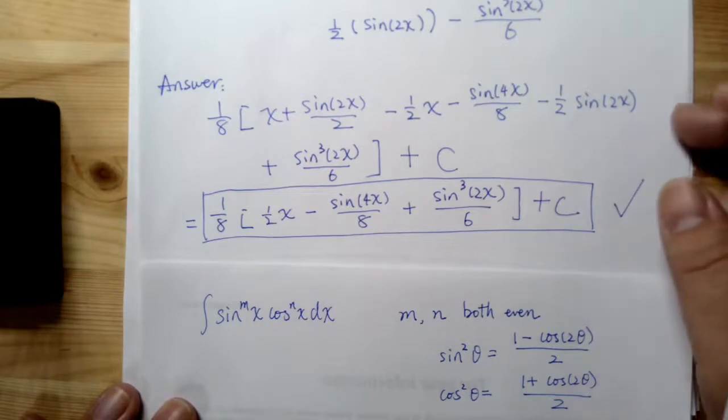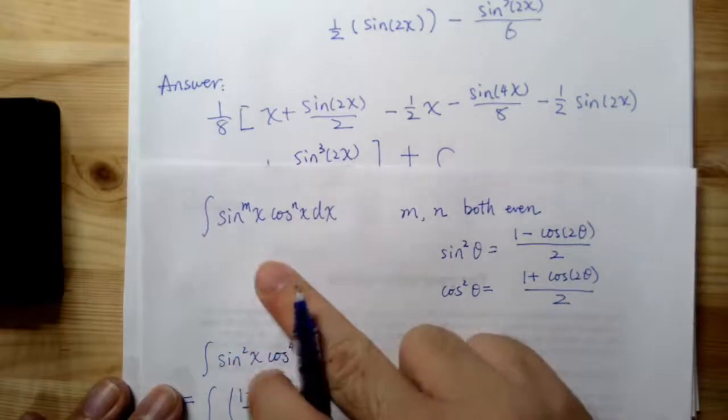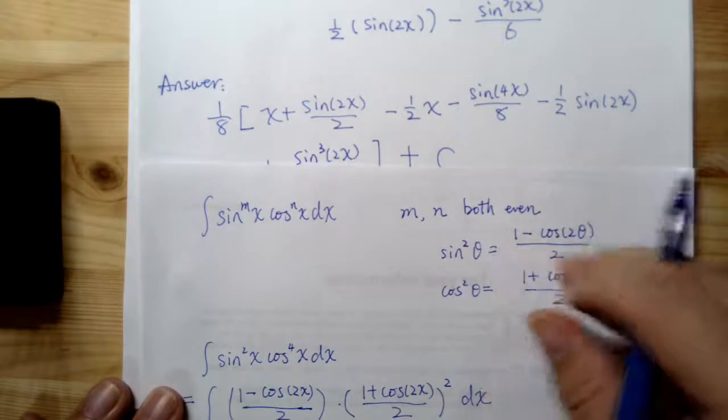It's pretty long, but hopefully you get the main idea: if m and n are both even, this is how we start.